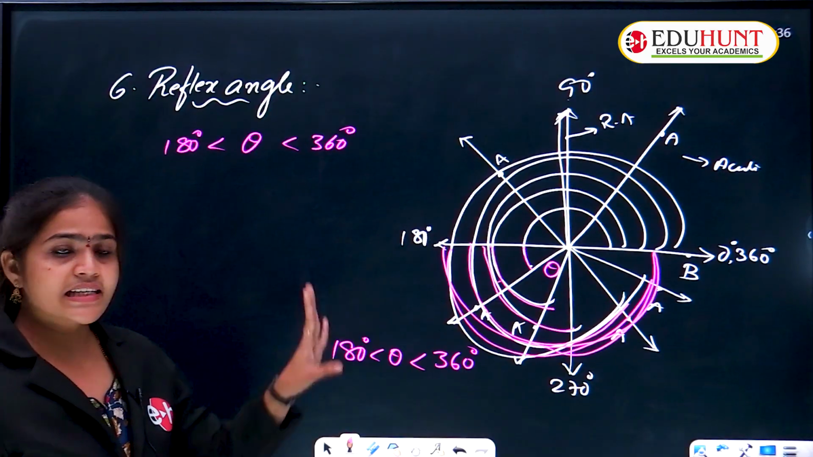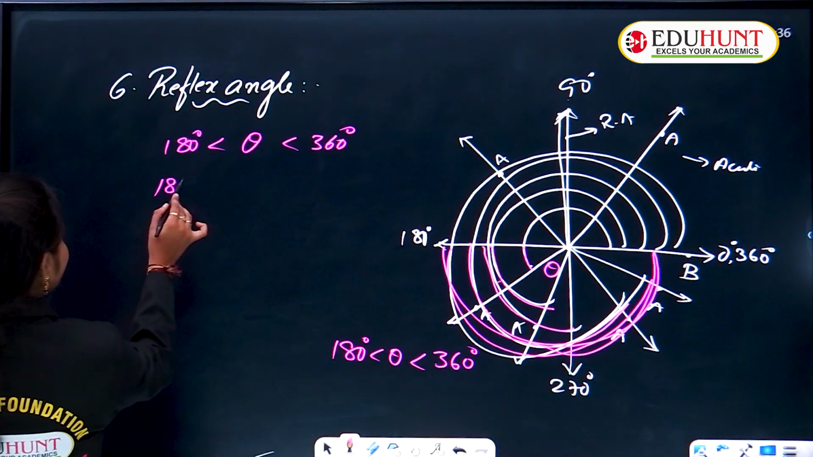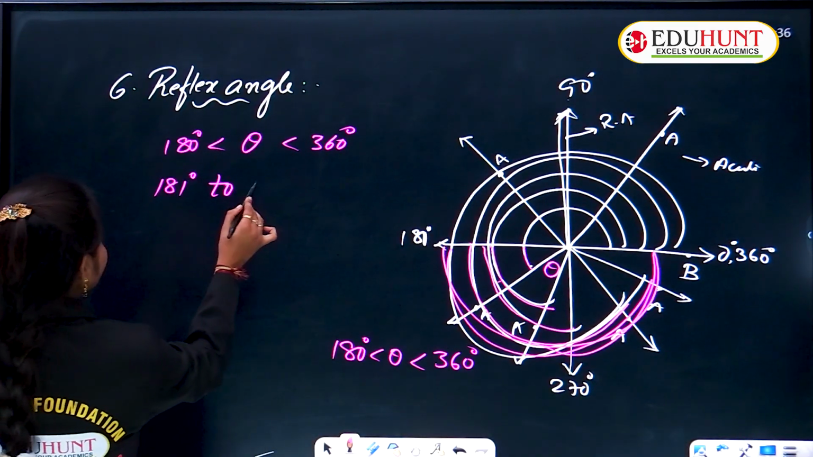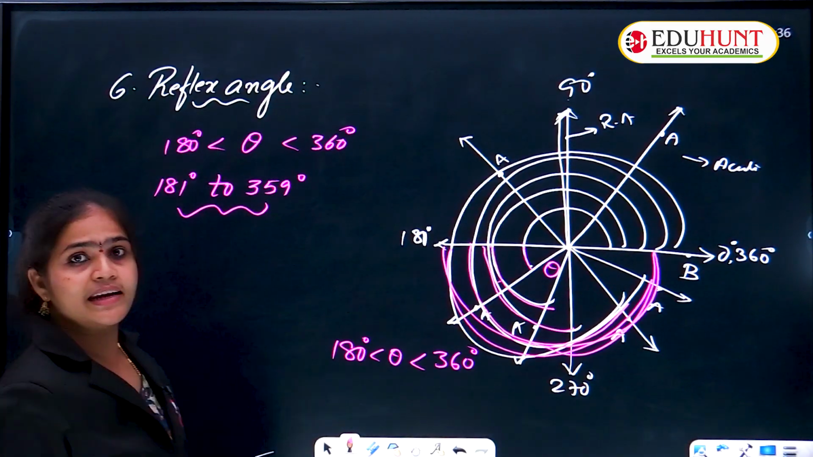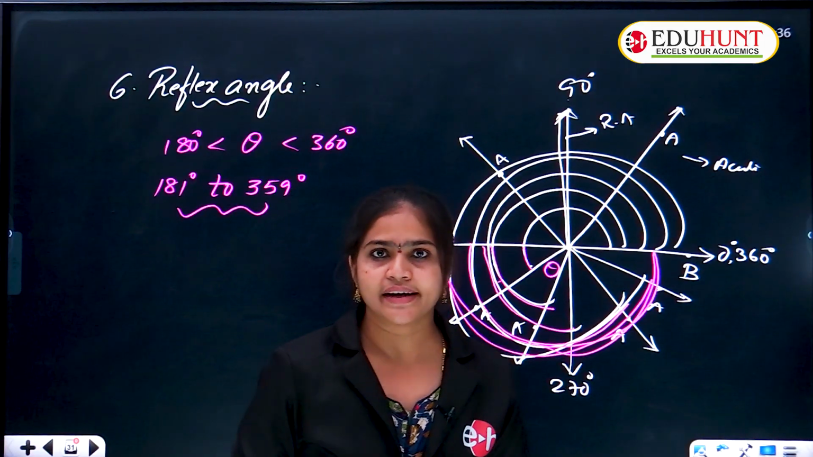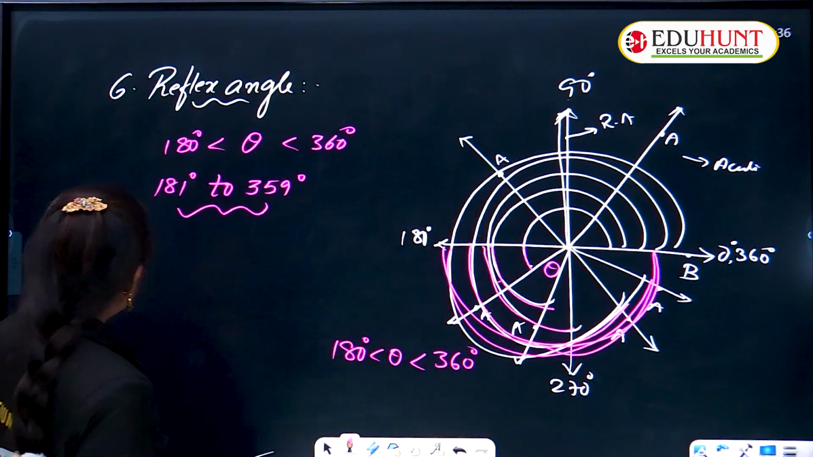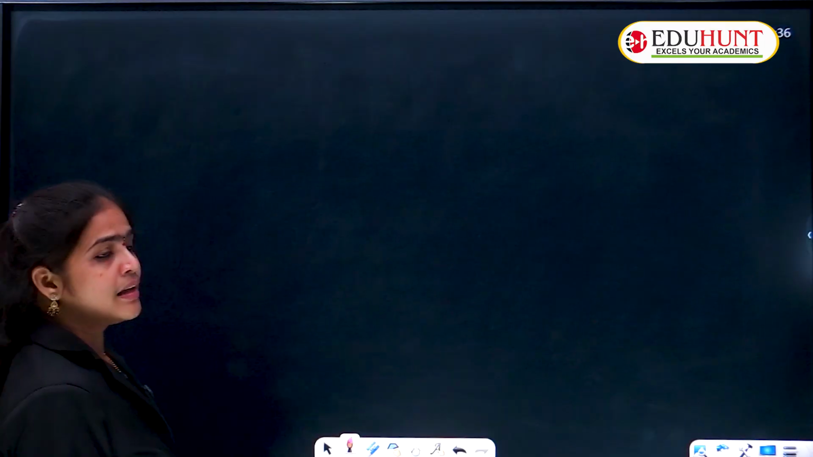180 degrees to 360 degrees means which angles can we consider here? 181 to 359 degrees. Any angle we can consider as a reflex angle. Understood? After this, we have the last and final angle, that is the complete angle.